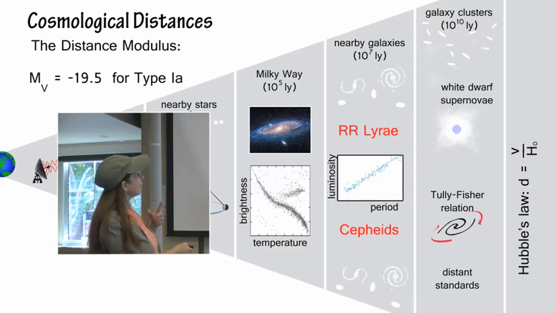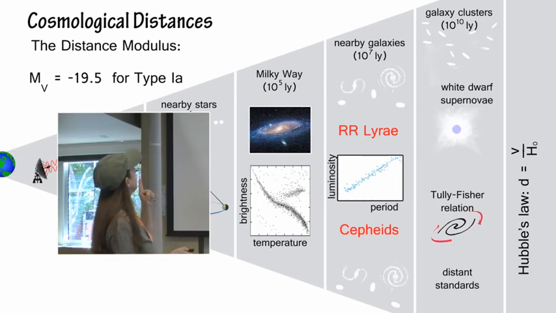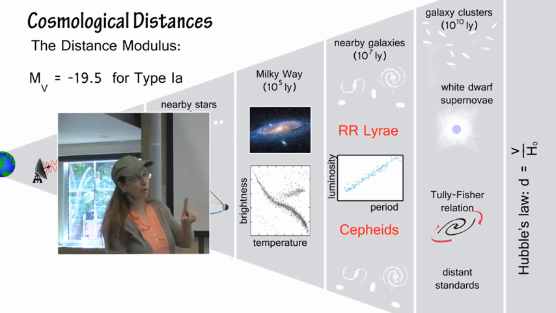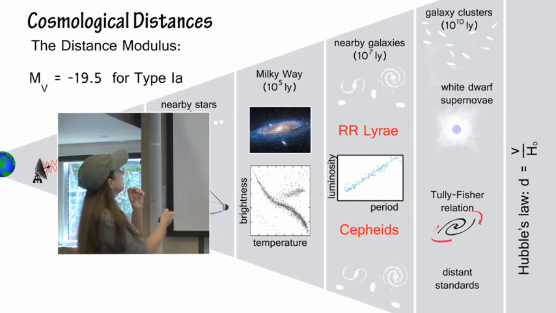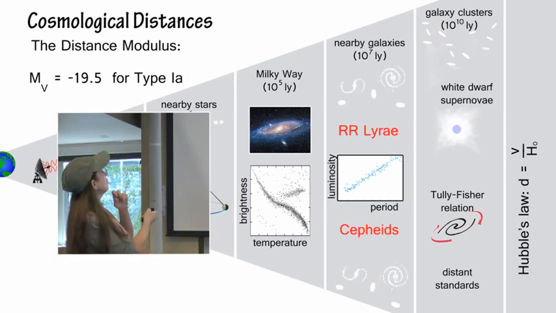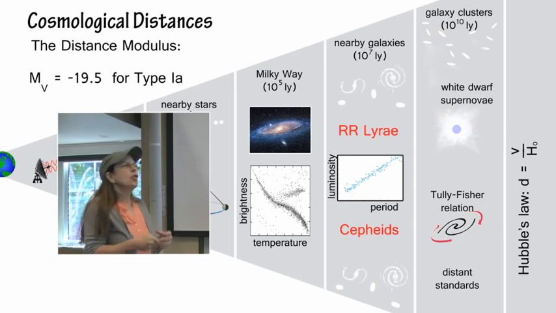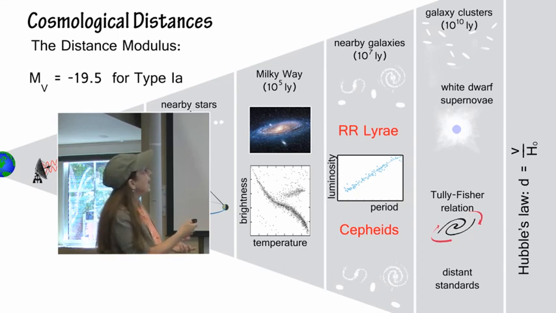Type 1a events can also be used to measure cosmological distances because they start with a white dwarf. And we know what a white dwarf is. We know how much mass it cannot exceed, 1.4 solar masses. So we know the exact amount of energy it's going to produce. And so the absolute magnitude for a type 1a supernova event is minus 19.5. And because a thermonuclear event is so much more energetic than a core collapse, you can see them much further and further away. You can actually use them to determine the distances to galaxy clusters.